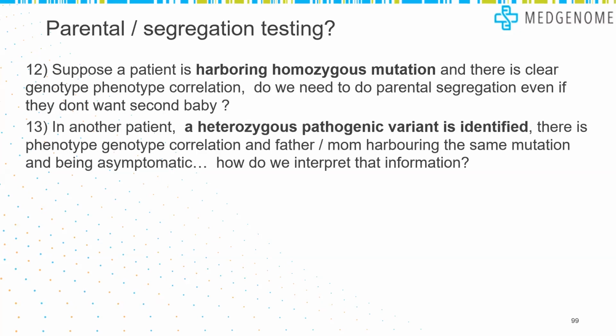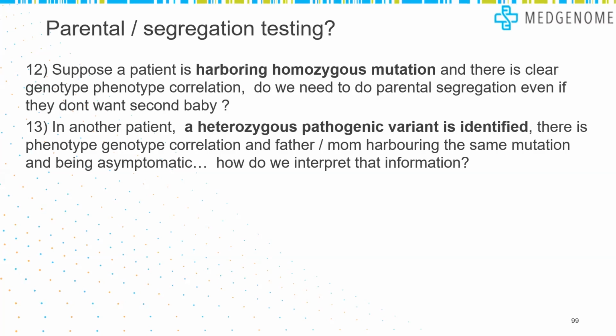Another scenario: a heterozygous pathogenic variant is identified. There is a phenotype correlation, but one of the parents has the same mutation and is asymptomatic. Such situations are seen in autosomal dominant inheritance patterns, where there is a concept of incomplete penetrance. Incomplete penetrance is also reported for many genes.